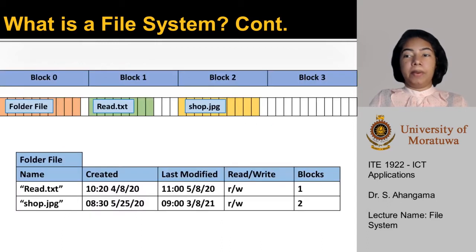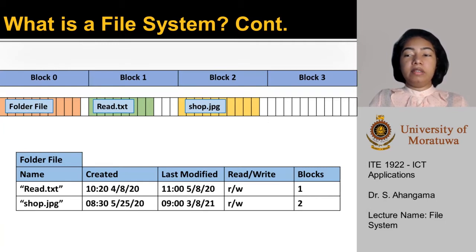In this example, you can see how multiple files are stored in a set of blocks. Block 0 holds a folder file. Block 1 has read.txt file and block 2 has shop.jpg file. For the files in the folder, basic details such as the file name, last modified date, read and write access details, block details are kept in the table as shown here.